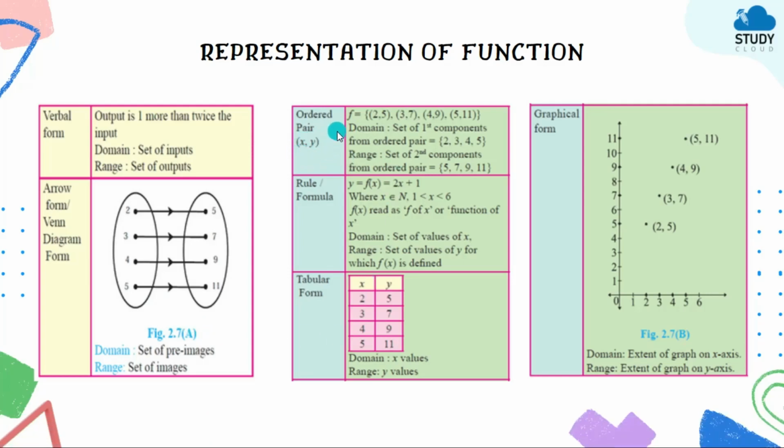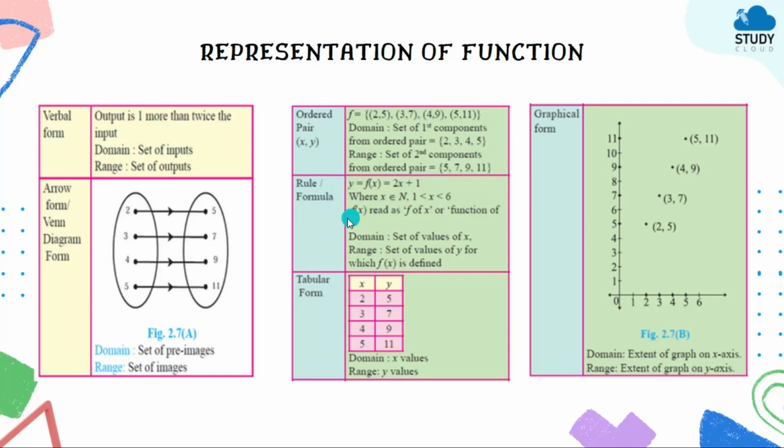The next is ordered pairs, x comma y. If f is equal to {(2, 5), (3, 7), (4, 9), (5, 11)}, your domain is the set of first components from the ordered pairs. Out of this, the first components 2, 3, 4 and 5 are called the domain. And the range is the set of second components from the ordered pairs: 5, 7, 9 and 11. They are called the range.